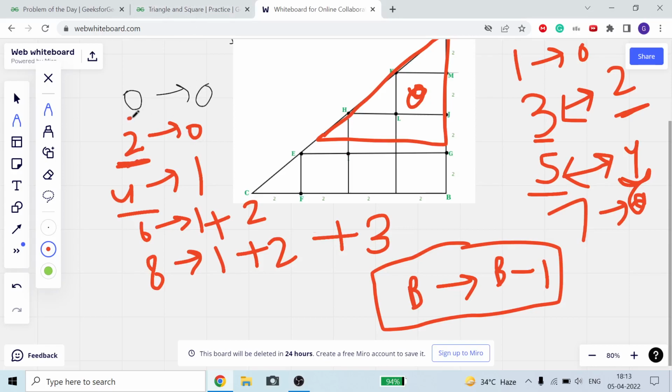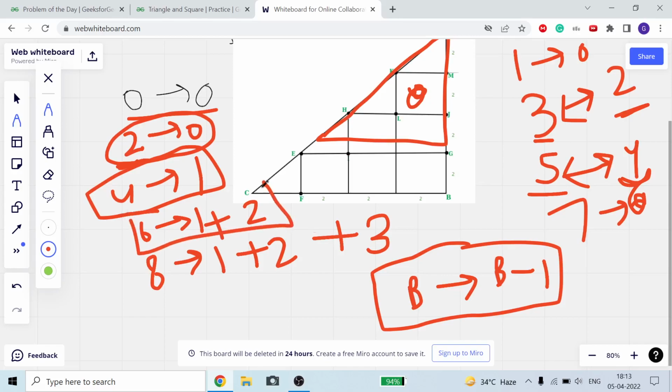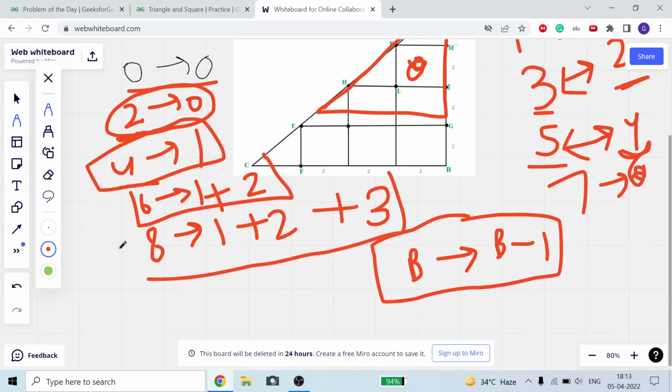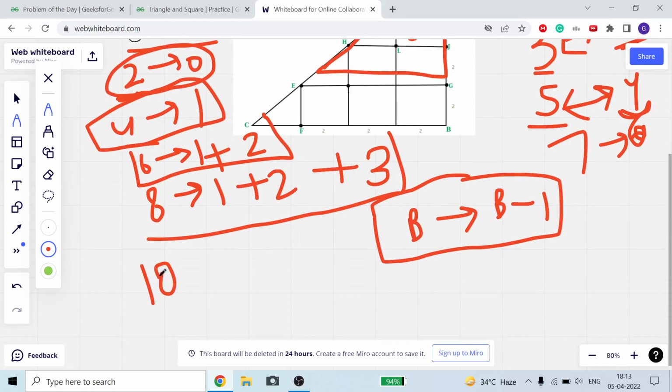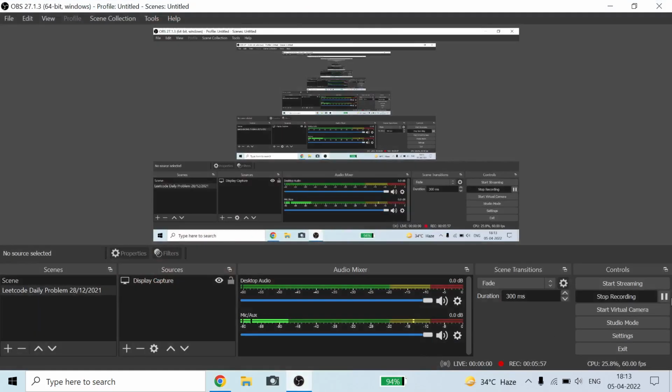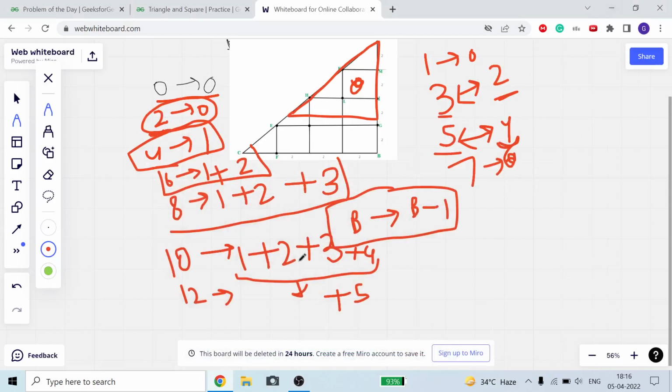You can see for length 0 it is 0, for length 2 it is 0, but for length 4 it is 1. That means we can put our first triangle when we have at least 4. Then for 6 it is 1 plus 2, for 8 it is 1 plus 2 plus 3. Similarly for 10 it is 1 plus 2 plus 3 plus 4. For 12 it is 1 up to 5.